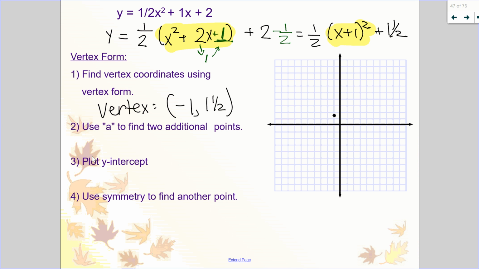What is the a for this? Correct. So from that point, I'm going to go up 1/2, left 1, right 1. Remember, we're not going up 1 over 2. This is not lines. We go up 1/2.